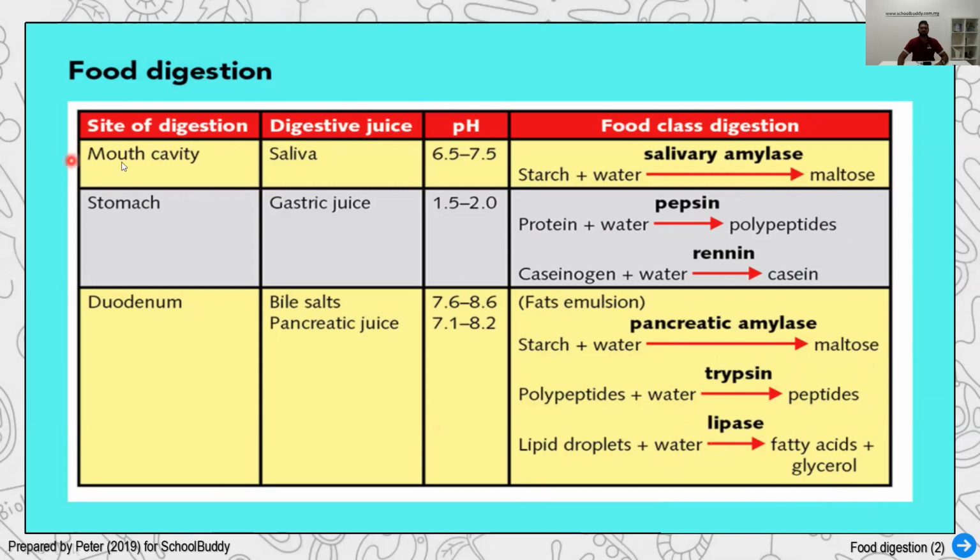So just to recap again, the mouth contains the salivary amylase where starch breakdown takes place. In the stomach, we have the gastric juice where protein will be digested by pepsin into polypeptide. And in the duodenum, we have the bile salt and pancreatic juice, where it's going to digest the starch, polypeptide, and the fat.